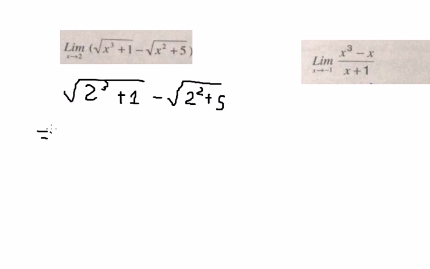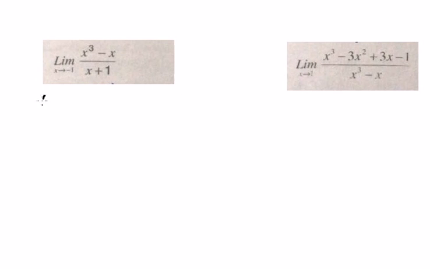The next one, we put number 2 in here and here. So you get the square root of 2 to the power of 3 plus 1, minus 2 to the power of 2 plus 5. You will get about number 3, and this one you get about number 3. So this one you get about number 0 in here.